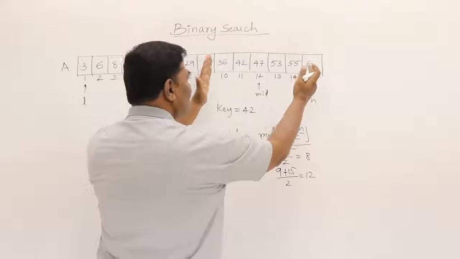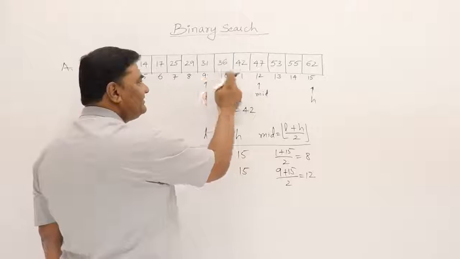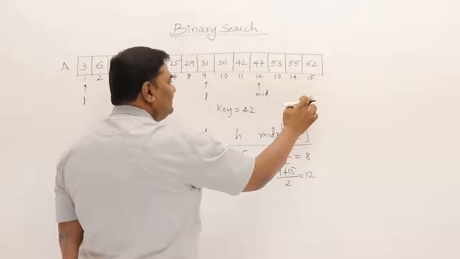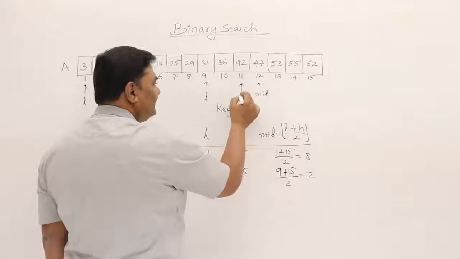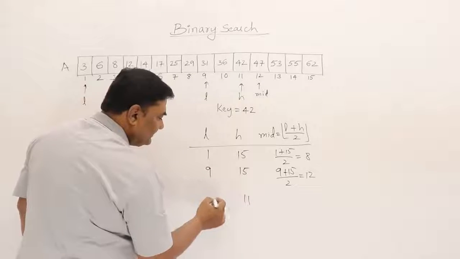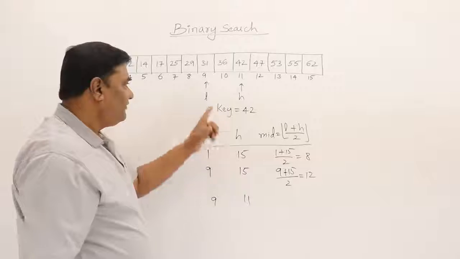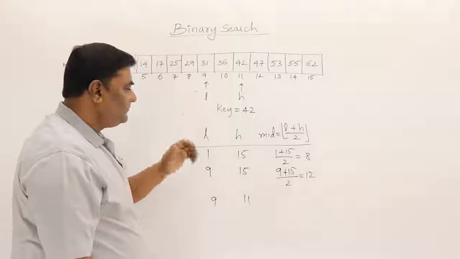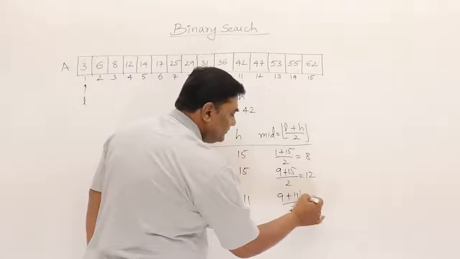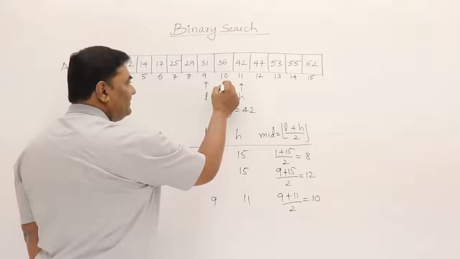So again this sublist we will split into two halves. Now my number is on the left hand side, so I'll search in this area. So I'll bring high to mid minus 1, that is 11. So high becomes 11 and low is 9 only. Now for 9 to 11, find out mid. (9 plus 11) by 2 is 20 by 2, which is 10. So this is mid.